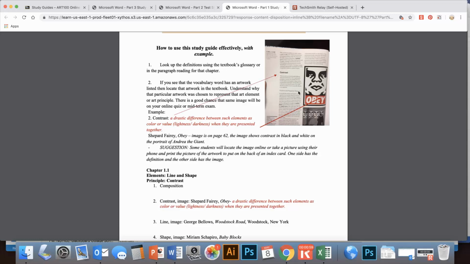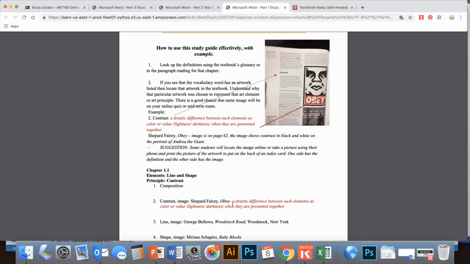So for this example, I actually have a photograph from your textbook, and this goes with number 2. This is an example of how you should complete the study guide. So the vocabulary word is contrast. You're going to look up the definition using the glossary of your book. Then you're also going to want to study it with the image.